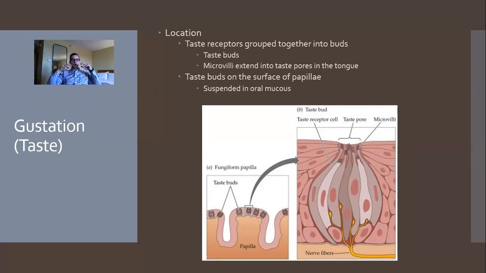All right, and so you have these. That point is a little bit misleading. Sorry about that. The taste buds aren't suspended in the mucus. The microvilli are suspended in the mucus of the mouth. Right? Now let's talk about the receptors.